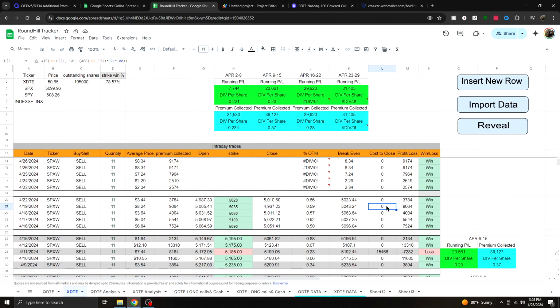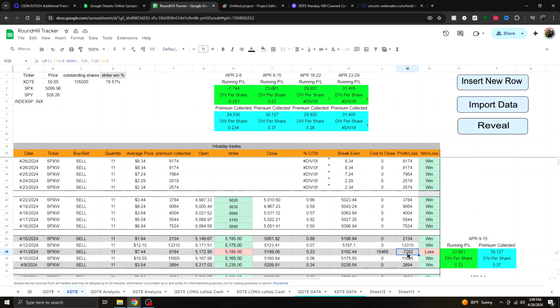Alright, so that is break even. Cost to close: this is pretty much saying if the strike price is above the close, it will put a 0. If it's not above the close, then we will see how much we need to pay to close that. And that formula is the strike price minus the close, times the number of contracts, times 100, and that's how we can figure out how much we need to pay to close.